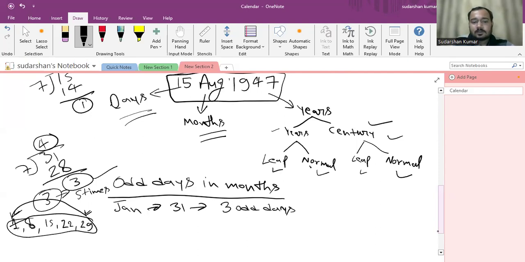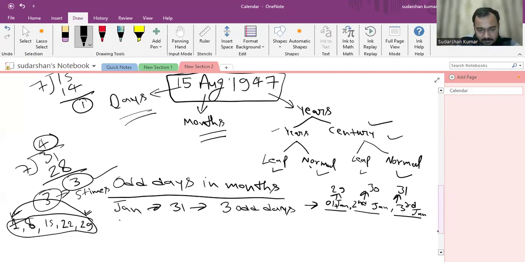So in January there are 3 odd days, and these are the days on 1st January, 2nd January, and 3rd January. So in January there are 3 days that repeat 5 times. The day on 1st January repeats on 29th, the day on 2nd January repeats on 30, and the day on 3rd January will repeat on 31.